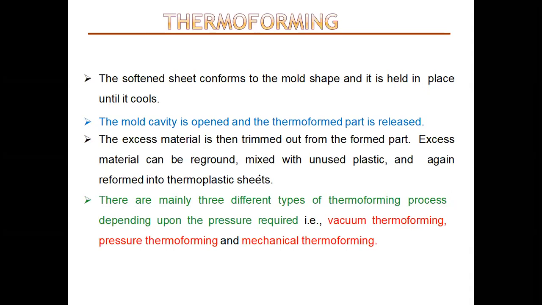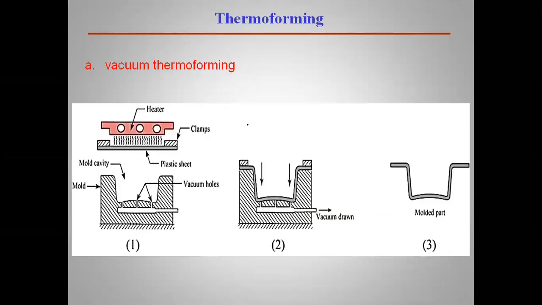We will see this step in our next manufacturing process. There are mainly three different types of thermoforming process: vacuum forming, pressure thermoforming, and mechanical thermoforming. Let us see the first, vacuum thermoforming. Here, a negative pressure is used to draw a preheated sheet into a mold cavity.